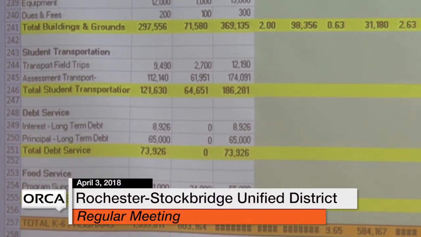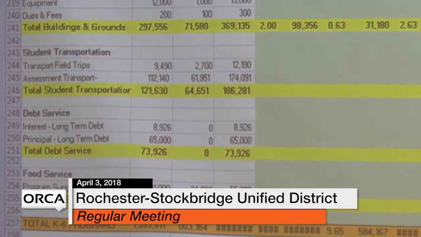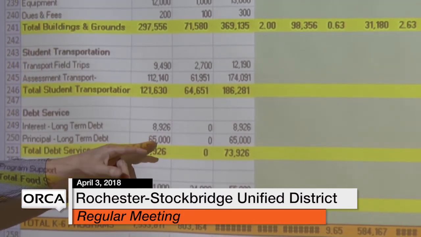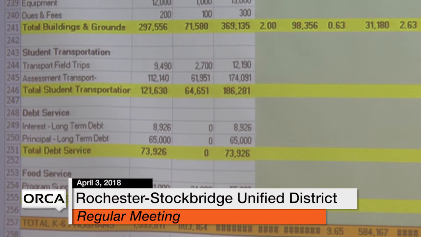Debt service, by debt service, the state means long-term debt service. So we're talking about bonds, things like that. So in Rochester, there's still a bond outstanding. So that's the amount that needs to be paid on the principal next year, plus the interest that's paid. There are no bonds that I could find for Stockbridge.